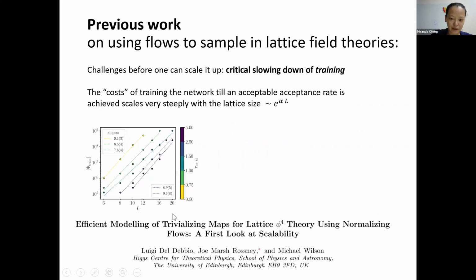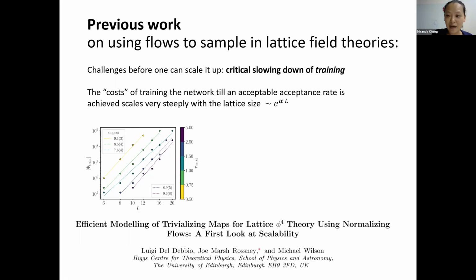As we know, and as this very nice paper pointed out this year, their proof of concept study is great, but it's not really usable, because the situation you face is a critical slowing down of training instead of sampling. So the cost of training their network till an acceptable acceptance rate, sorry, I haven't defined it yet.